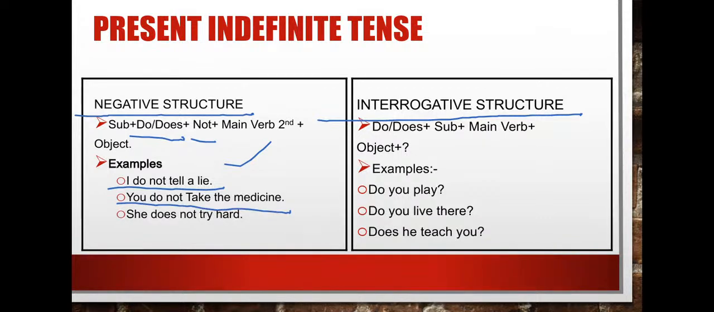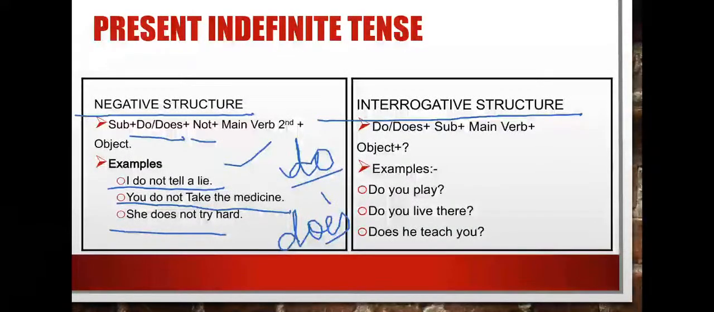I will be telling you where you use do and does. Do and does. She doesn't try hard. Now we have do and does. Sometimes we are using do, sometimes we are using does. Do is used with first person singular I, we, and you, second person, and with third person plural. Third person plural means they. Now we have does. Does means third person singular.